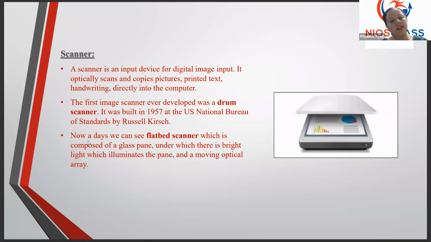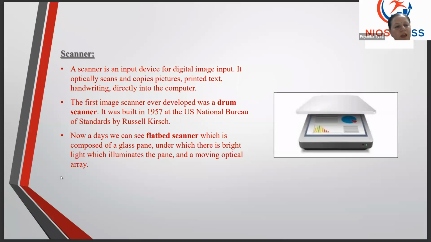Nowadays, the scanner which we normally use for our office work is the flatbed scanner. And this is the picture of a flatbed scanner too. Why? Because it has a glass pane. You can see here this document is put over a glass pane, under which there is a bright light which illuminates the page and a moving optical array. This is the complete procedure to convert your hard copy into soft copy.